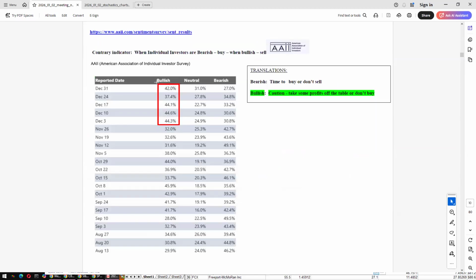We have the amateur investing individual. Well, there's an AAII survey that comes out every week. It basically says what the amateur investor is doing. And right now they're bullish. So our translation is when the amateur investor is bullish, you have to be cautious, take some profits off the table or don't buy. There's a lot of indications right now that we're overbought and it's not a good time to buy or dollar cost into the stock market.